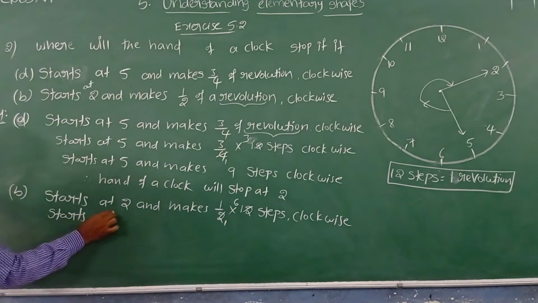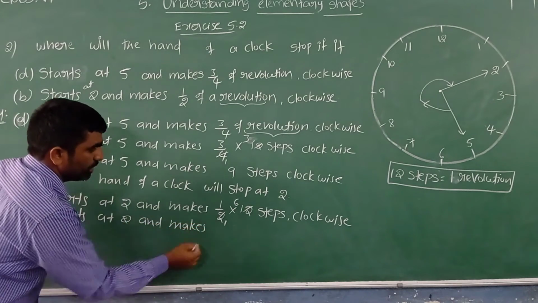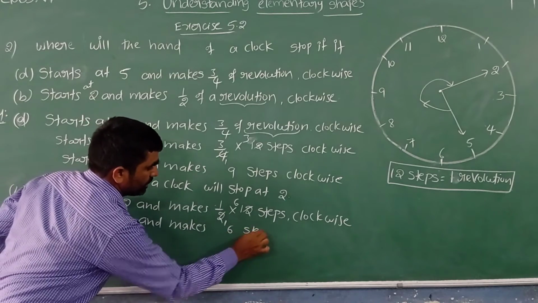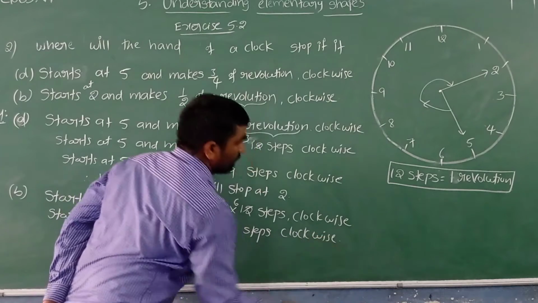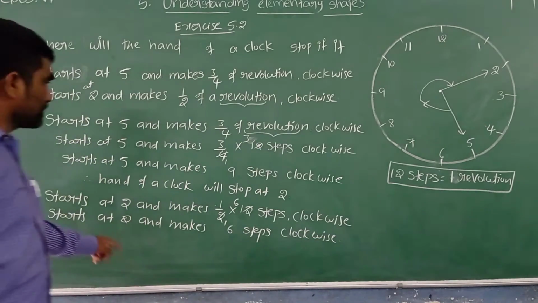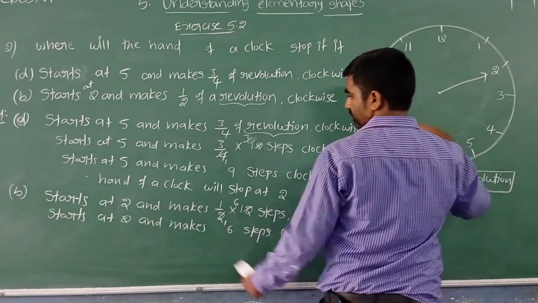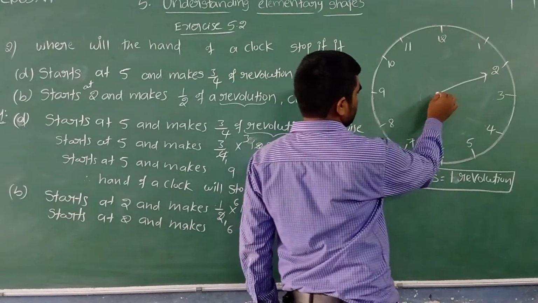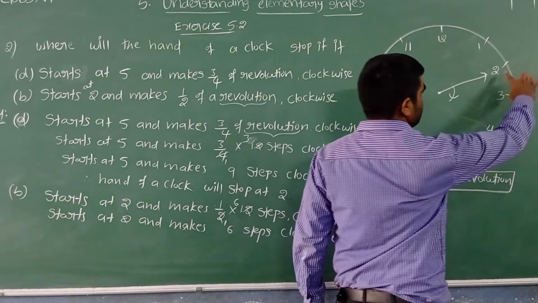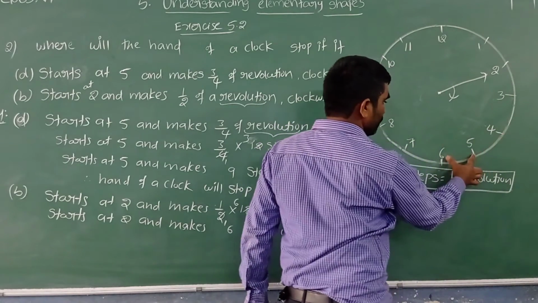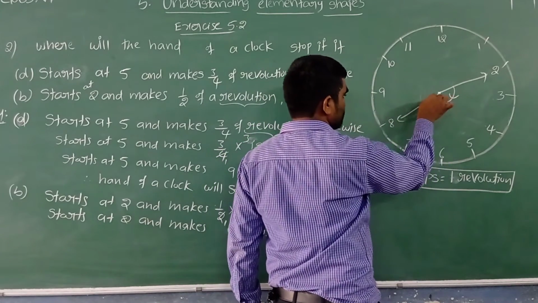It starts at 2 and makes 1 into 6, that is 6 steps. Which direction? We need to turn clockwise. Now we need to start at 2. We'll start at 2 and go clockwise 6 steps. So we turn like this, clockwise. How many steps? 6 steps: 1, 2, 3, 4, 5, 6. So it will stop at 8.